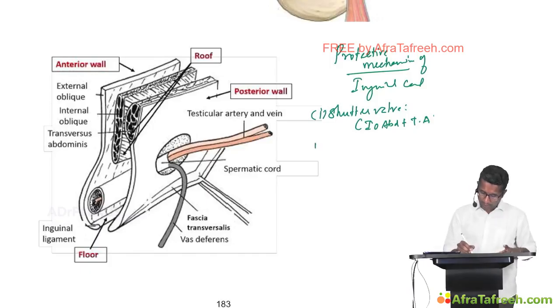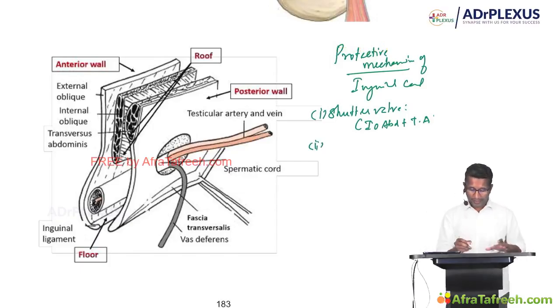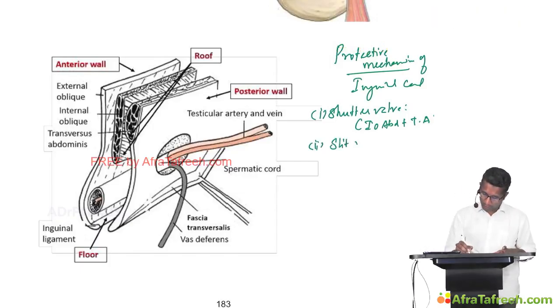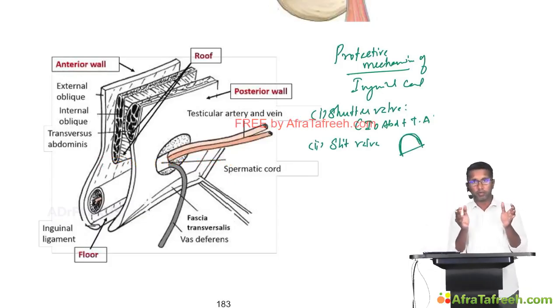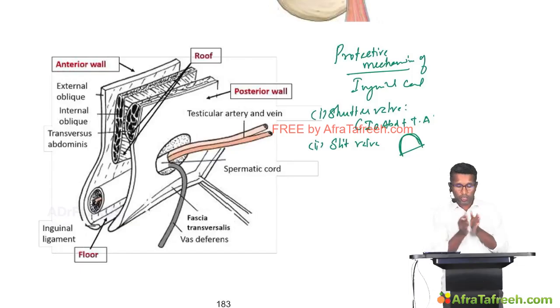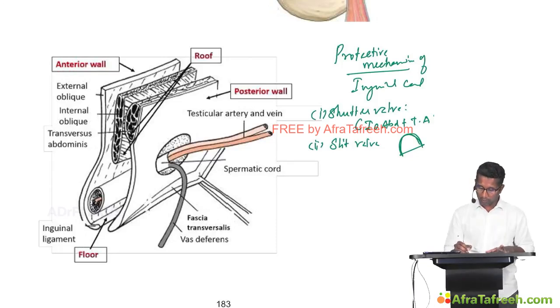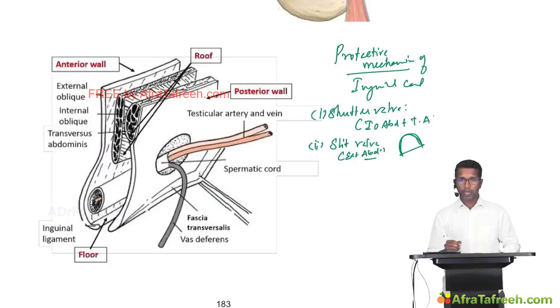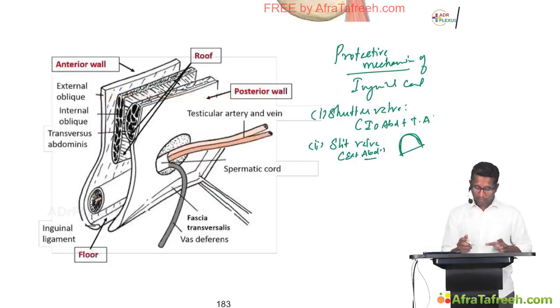Okay, so the next mechanism which protects the inguinal canal is the slit valve mechanism. I hope you know the superficial inguinal ring has got two cruras. So when the external oblique abdominis muscle contracts, the two cruras will close together and it will protect the inguinal canal. So external oblique abdominis muscle contraction acts like a slit to close the ring. That is called a slit valve mechanism.